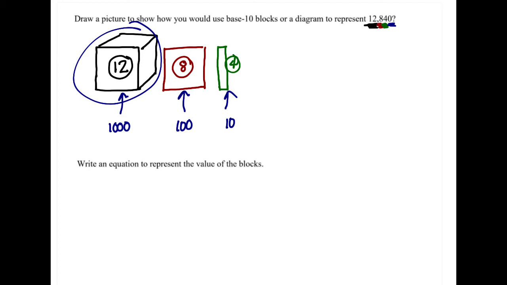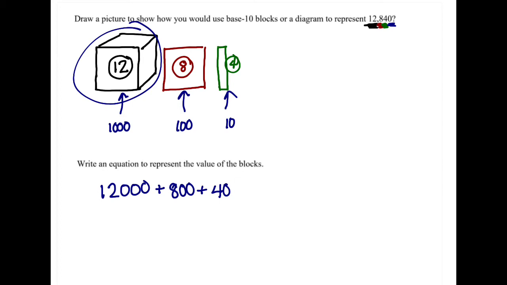Okay, so now we're going to do 12,000 and then we're going to do 800 and 4 tens, which makes 40. Okay, and why do I have add in between here? Because all we're doing is counting how many of those little tiny units we have in those big shapes. So we just want to add them all together. We want a total.